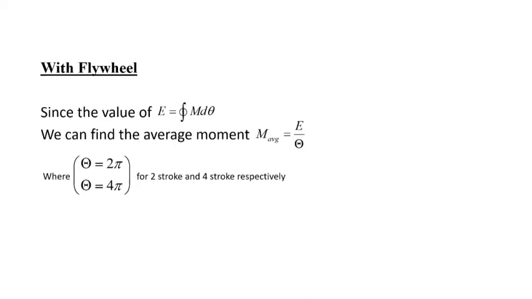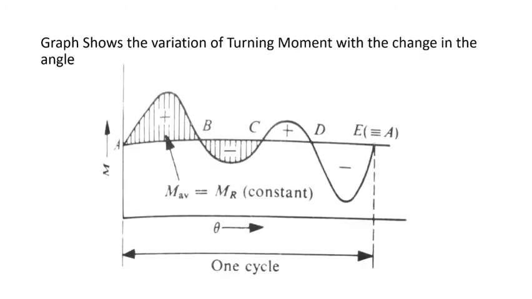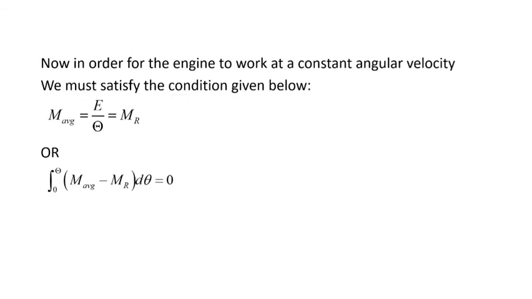Now when there is a flywheel, we will calculate the total energy by taking a complete integral, and from that calculated total energy we will find the average moment. The total angle will change accordingly with the number of strokes and will keep on increasing as the number of strokes increases. This graph shows the variation of turning moment with the change of angle when there is a flywheel present. Now, in order for the engine to work at a constant angular velocity, we must satisfy the condition that the total sum of moments equals zero, so there will be no angular acceleration.